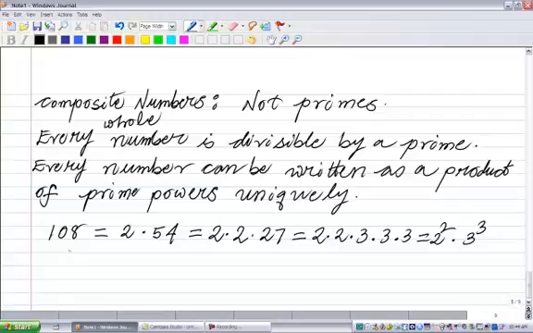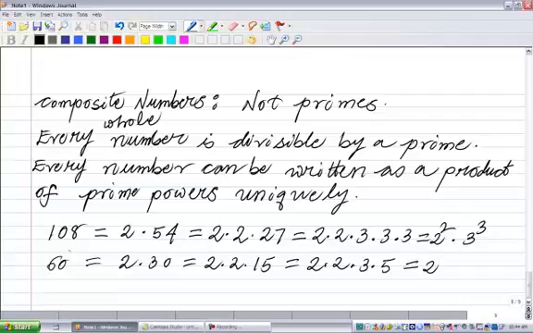Okay. Another example would be 60, and I can write it as it is divisible by 2, and then I get 30, and if I divide 30 by 2, I get 15, and then I get 2 times 2. 15 is the same as 3 times 5, right? So I get 2 squared times 3 times 5.